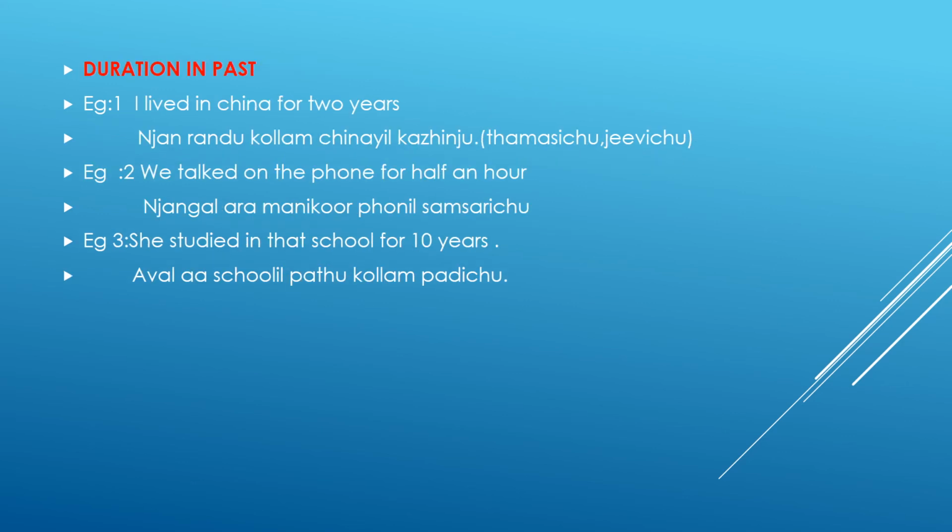The third scenario is to denote a duration in past using simple past tense. So, the first example, I lived in China for 2 years. ഞാൻ 2 കൊല്ലമായി ചൈനയിൽ കഴിഞ്ഞു. Or you can say ഞാൻ 2 കൊല്ലം ചൈനയിൽ കഴിഞ്ഞു.